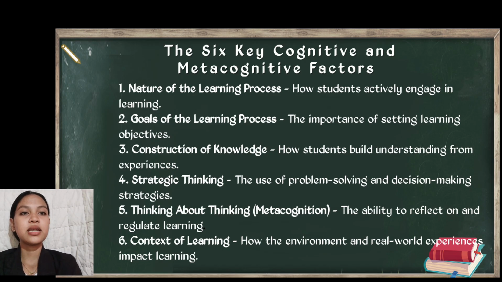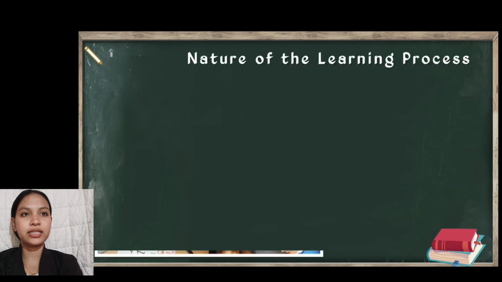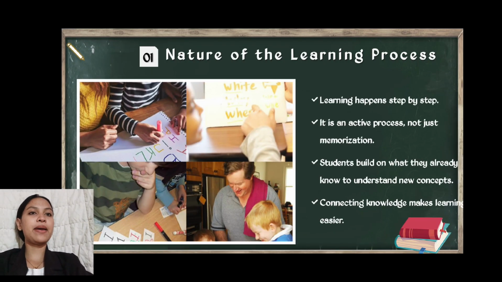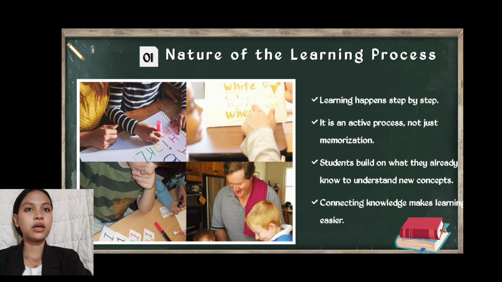Starting with the first, the nature of the learning process. Learning happens step by step. It is an active process, not just memorization. Students build on what they already know to understand new concepts. And lastly, connecting knowledge makes learning easier. The nature of learning means that students do not just memorize facts; they understand new concepts by connecting them to what they already know. So, learning is a gradual process that happens step by step.